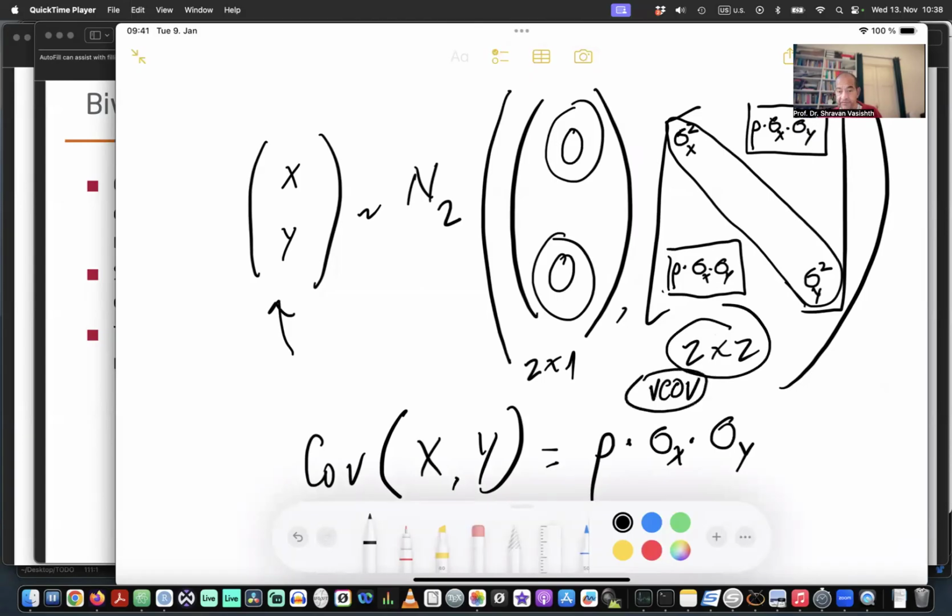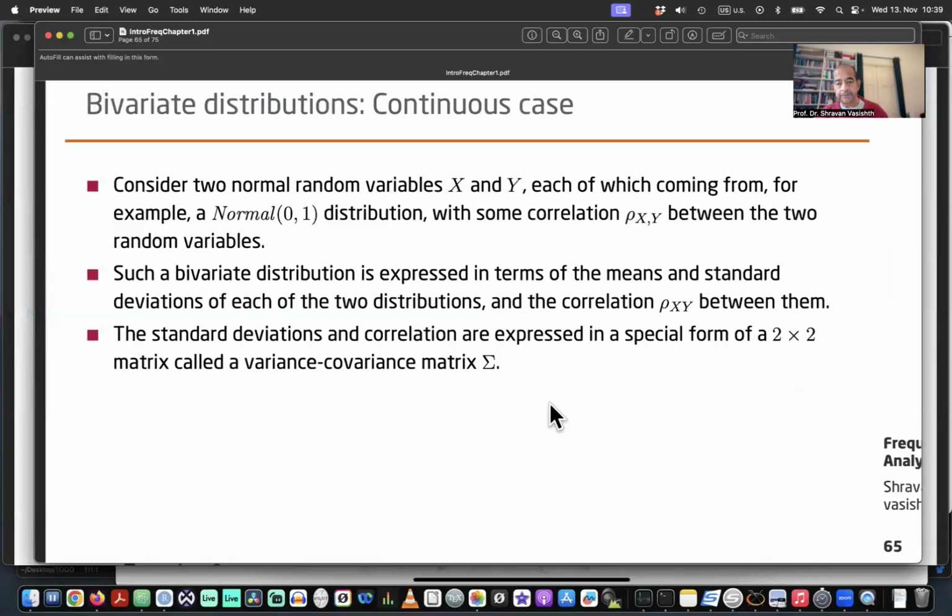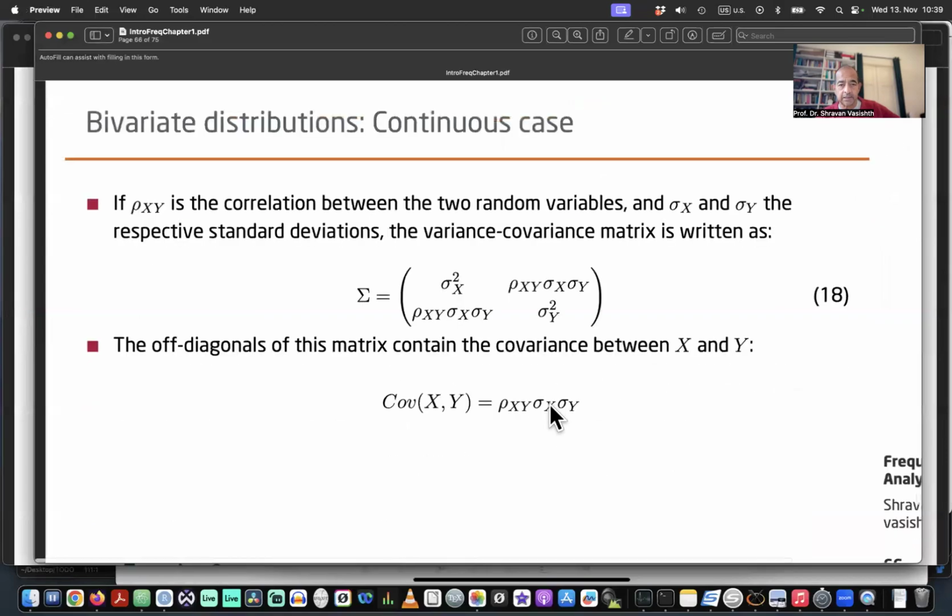I'm writing it in abbreviated form as a VCOV matrix, variance covariance matrix. The reason it's called that is because in the diagonals I've got the variances, and in the off diagonals I've got the covariances. So the way we will describe a bivariate distribution like this is in terms of the variance covariance matrix and the two means of the random variables. That's a complete description of the two distributions that are correlated to each other. This is how I would write the variance covariance matrix.